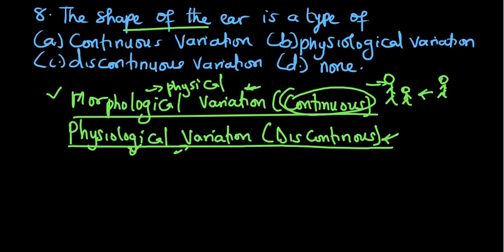So what do you think will be the answer? So our answer here is what? Option A. If you look at physiological variation and discontinuous variation, both of them are the same thing, so they automatically cancelled each other. So our answer here is what? Option A. So let's move to the next question.